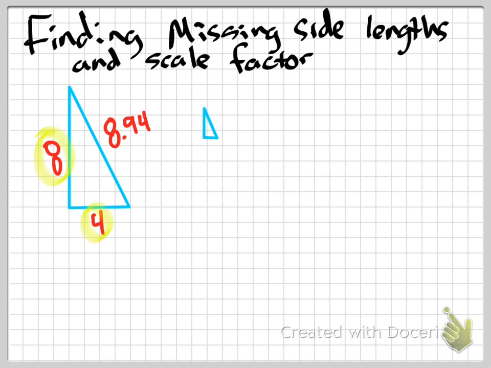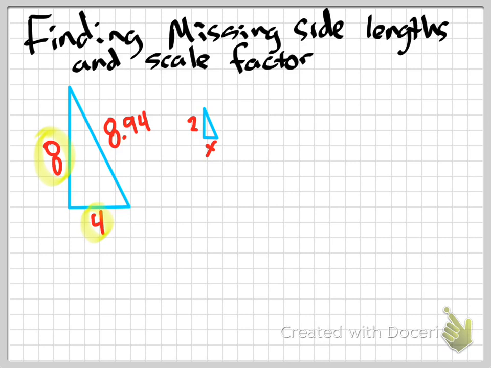If we are given another triangle and we are told that this triangle is similar to our original triangle, well, we should be able to do some work to find missing side lengths and scale factors. So I'm given a little bit more information here. I know that one side was a value of 2 and one side is missing. It's a value of x.